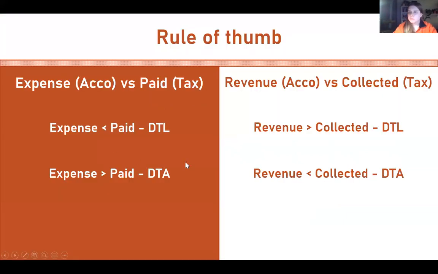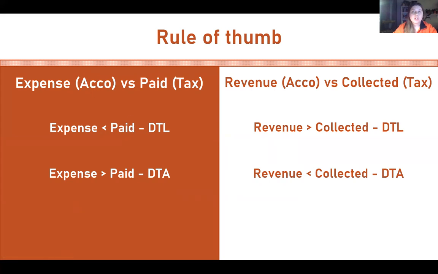So as a rule of thumb, to know when it's a liability or an asset, for expenses, look at the expense in your financial statement versus what you actually paid. If the expense in your financial statement is smaller than what you actually paid, it's going to be a deferred tax liability. And if your expense in your financial statement is greater than what you paid, it's going to be a deferred tax asset. So here, your expenses in your accounting income are smaller than what you paid.